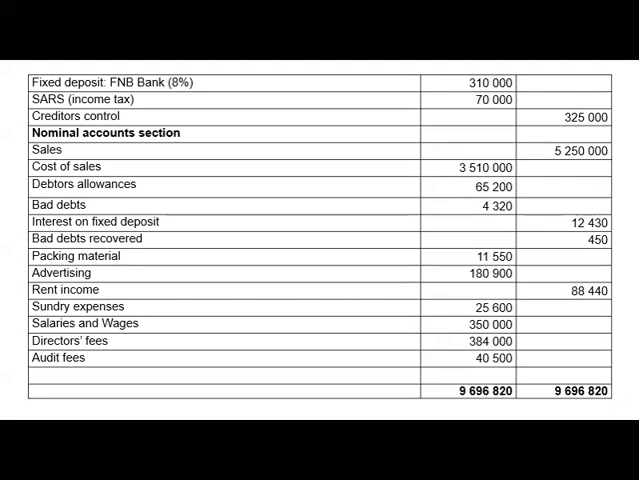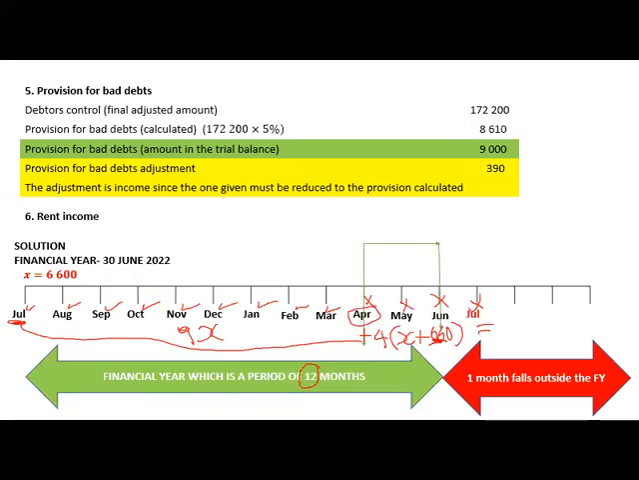The rent income in the trial balance is 88,440. So all of that must be equal to 88,440. I'll go back here. It'll be equal to 88,440. Okay, this equation, I'm going to write it nicely in the next slide. And this is how I will write it in the next slide.